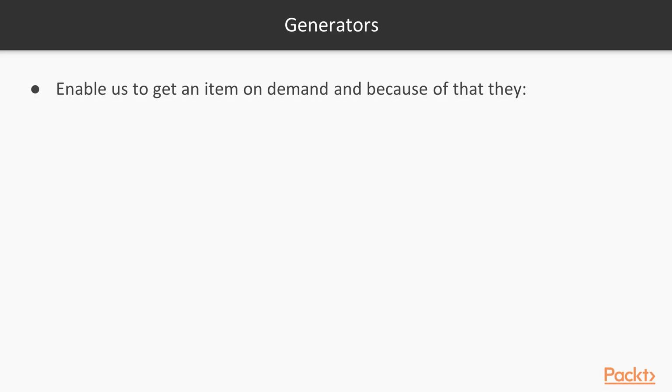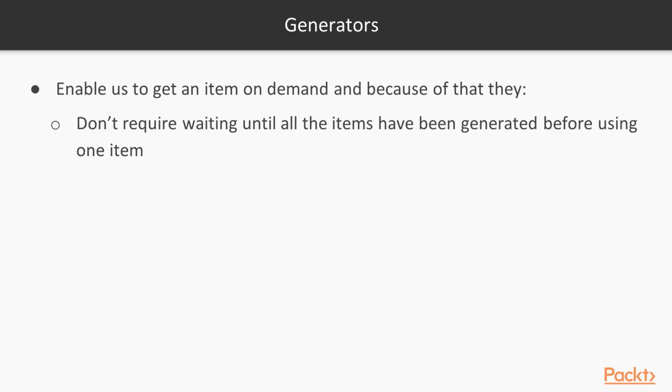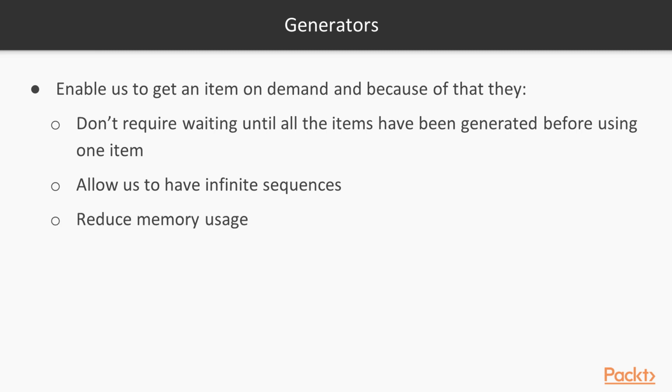To sum up and add to what we've been saying here, generators enable us to easily get an item on demand. And because of that, they don't require us to wait until all the items have been generated before using one item. They also allow us to have infinite sequences. And finally, the last point I'm going to make here is that because they give us one item at a time, that helps to reduce memory usage in our application. We're going to go over this point more in detail in the next video. In this video, we have gone over what generators are and how their code execution path works.